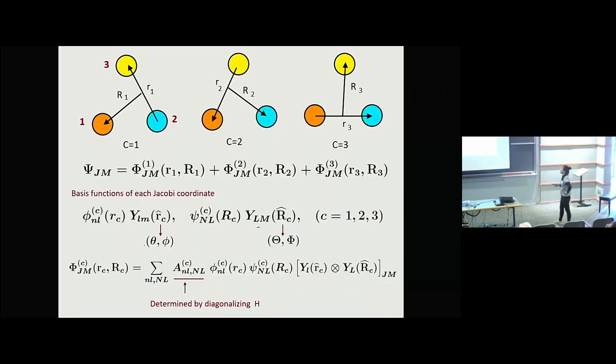For each channel, the spatial part is described with a small r and a capital R part. The spatial part is defined by the product of the radial part and the spherical harmonics. Here is an unknown coefficient, and this unknown coefficient is determined by diagonalizing the Hamiltonian.